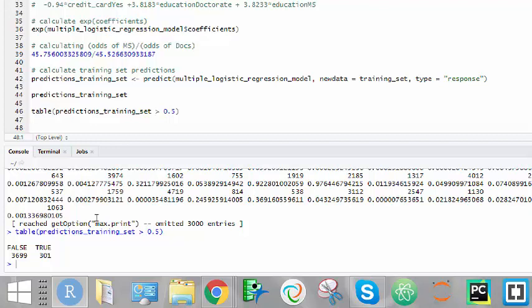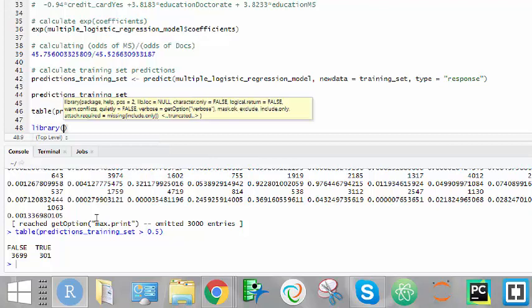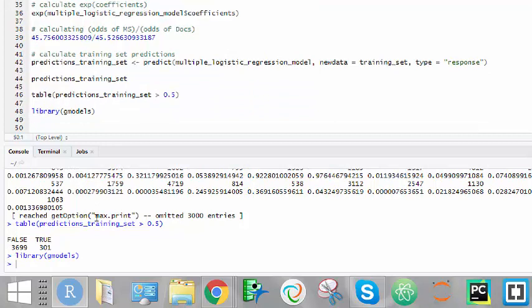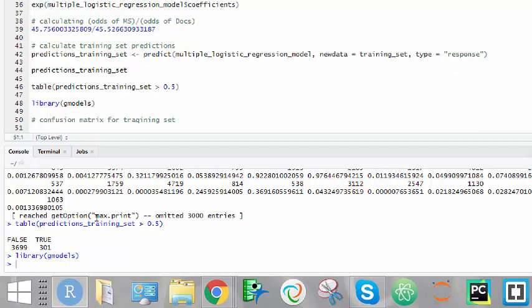Is there a library that I may need? Gmodels, right? Assuming that it's installed already, so I'm going to load Gmodels. Bam. Load, okay? Now I'm going to comment: confusion matrix for, what's that? Training set, right? Everything that we've done so far, predictions, that was for the training set, right? So I have to compare apples and apples. Training real answers versus training predictions, right? Okay.